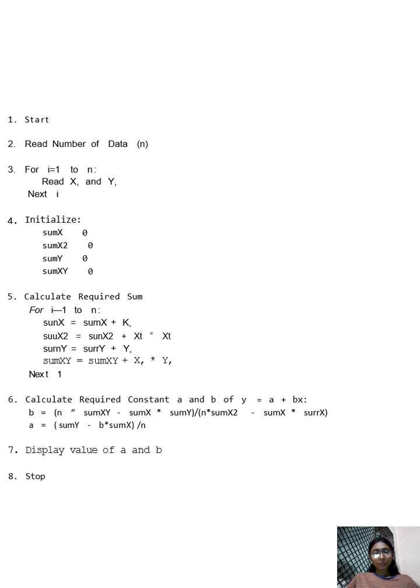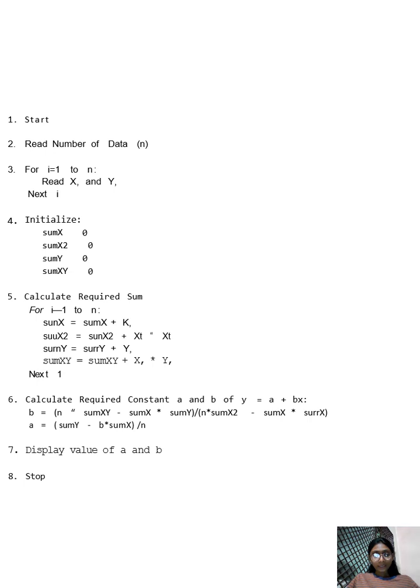In this algorithm, firstly we start the algorithm. Second, in the second step, we read the number of data and in the third step, we initialize I equals 1 to n in the loop and read the values of xi and yi and next I. And in the fourth step, initialize sum x is equal to 0, sum x2 is equal to 0, sum y is equal to 0, and sum xy is equal to 0. And in the fifth step, we calculate required sums for I equals 1 to n.